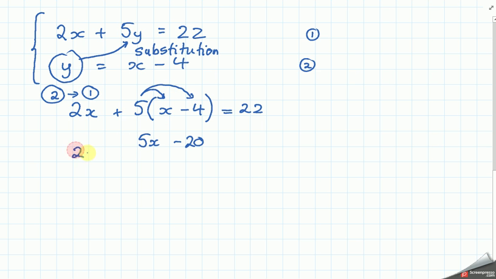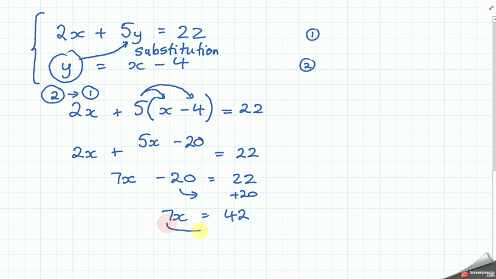We also have 2x plus that 5x minus 20 is equal to 22. Simplify the x's. I've got 7x. I also have minus 20 on this side is equal to 22. Take the 20 to the other side, it becomes a positive 20, or we add 20 to both sides to give me 7x equals 42. To work out 1x, I need to divide both sides by 7. So I get x is equal to 42 divided by 7, which is 6.